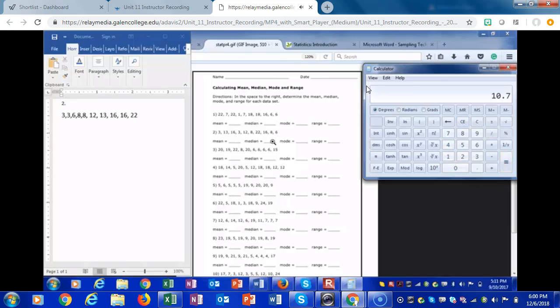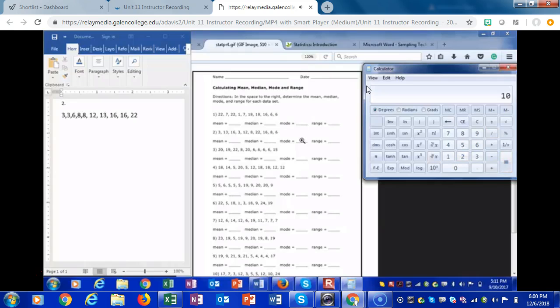Our median, since we still have 10 numbers, our median is the average of the 5th and the 6th number added together. So we have 1, 2, 3, 4, 5, and this is number 6. So 8 plus 12 is 20. Divide by 2 is 10. Your median in this case is 10.